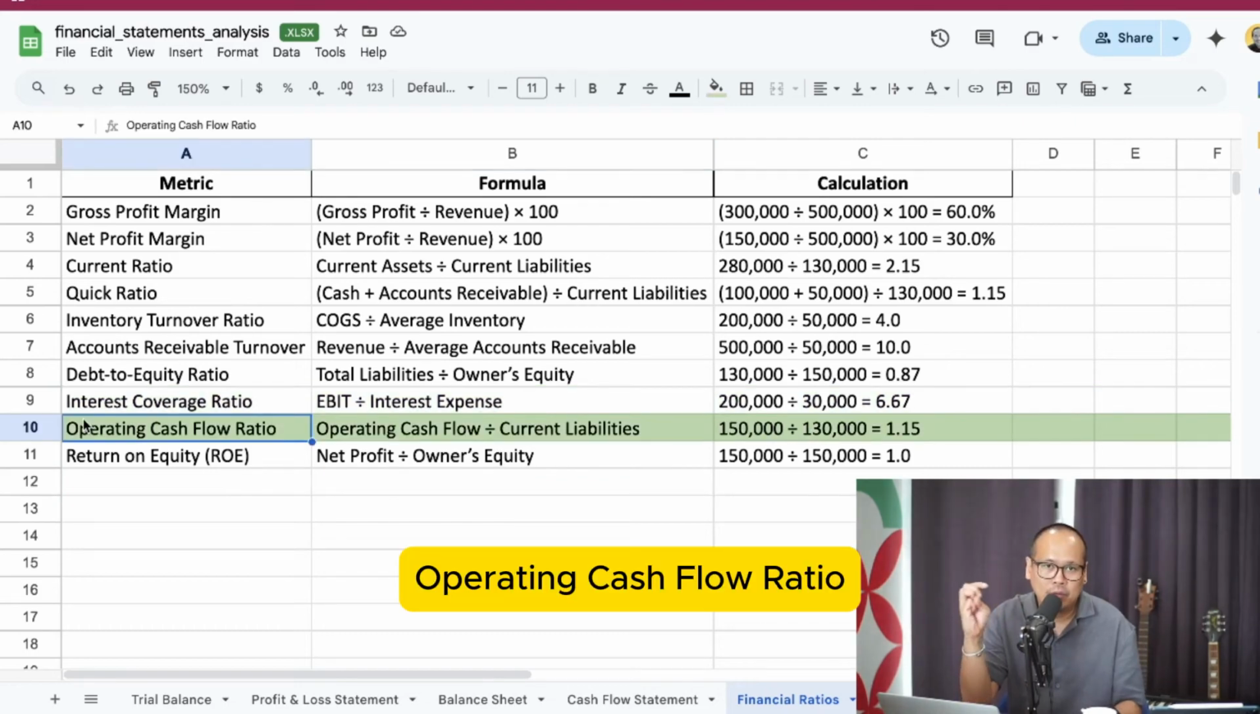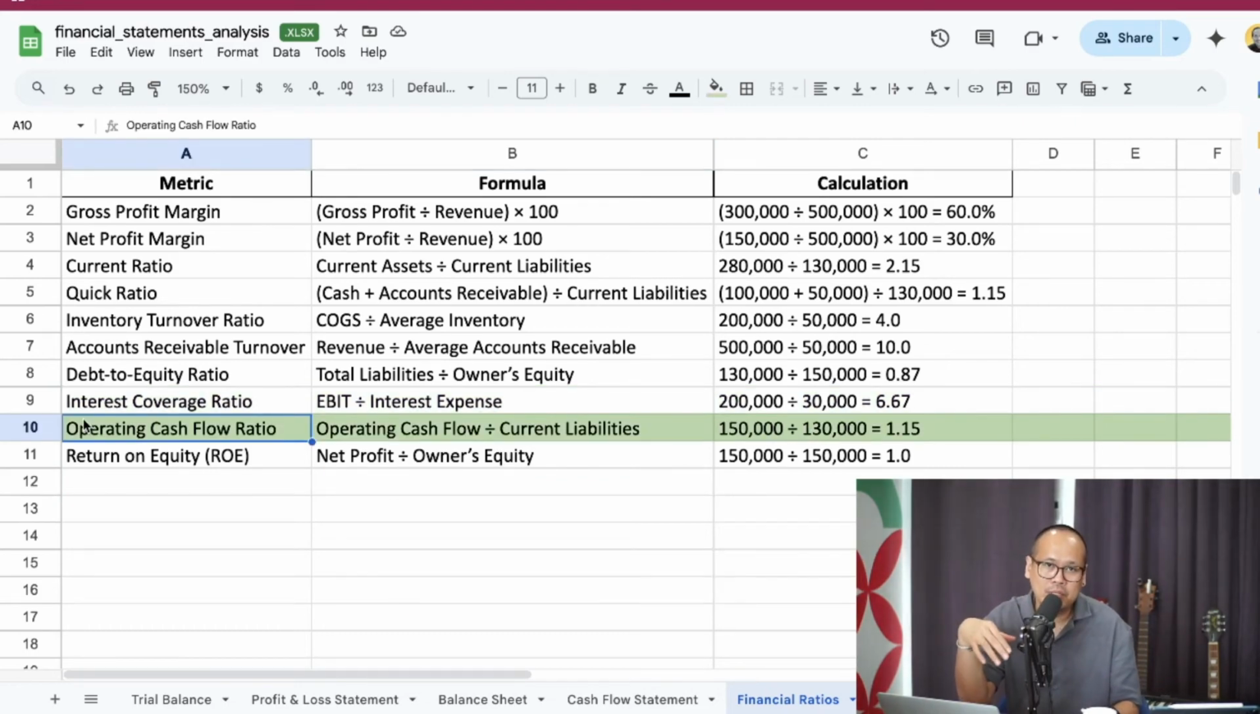Next one is cash flow and return ratio. Is your business sustainable? Let's start with cash flow ratio or operating cash flow ratio. The formula there is operating cash flow divided by current liabilities. So, for example, your operating cash flow is 150,000 and current liabilities is 130,000. Operating cash flow can be your net profit from your profit and loss. So, your OCF ratio in this case is 1.15.